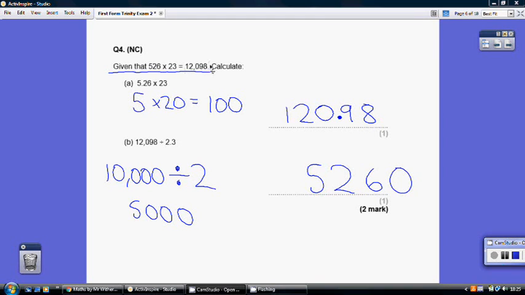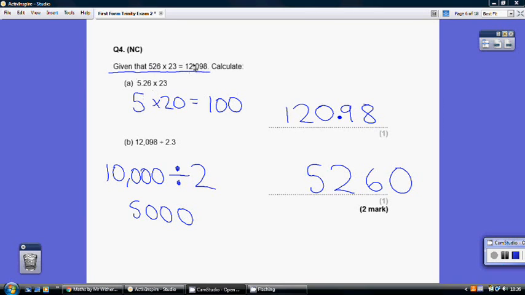To help us do this, I think the best thing to do is to treat this as an estimating question. So what is 5.26 roughly? Well, that's roughly 5. What's 23 roughly? Well, that's roughly 20. What are 5 lots of 20? Well, that's 5 2s are 10, add the 0 to give you 100. So we know our answer has roughly got to be 100.